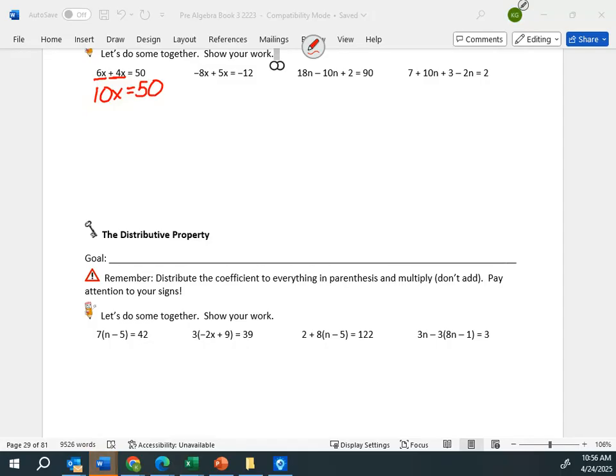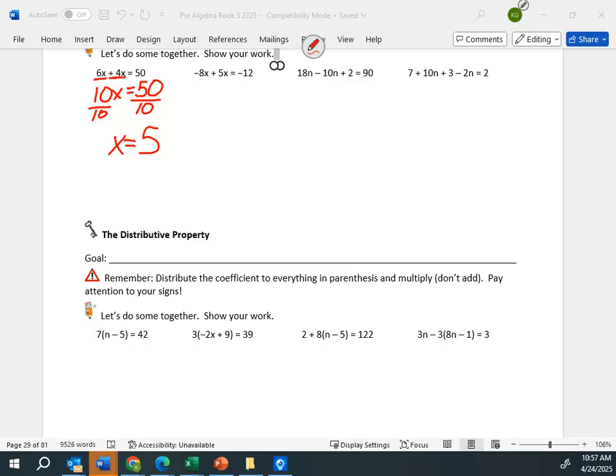What do you think I'm going to do next? David? I need to divide both sides by 10. I'm going to do my opposite operation now because I want to get x by itself. So I'm going to divide both sides by 10. 50 divided by 10 is 5. So my x equals 5. Now I have negative 8x plus 5x equals negative 12. What do I do?